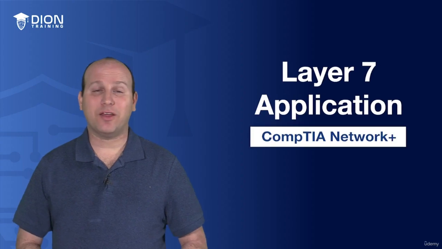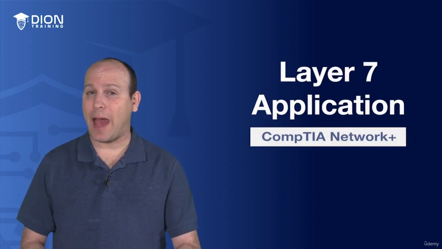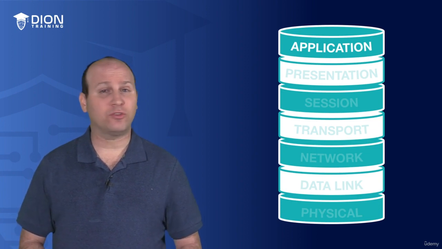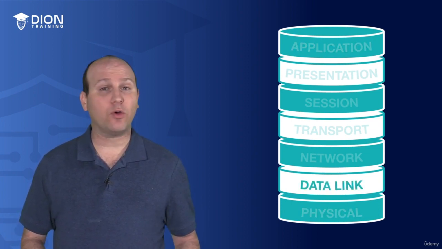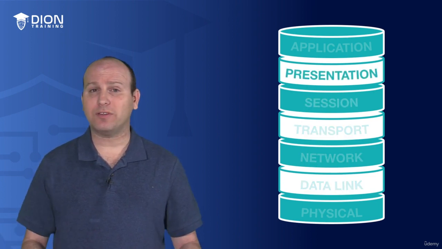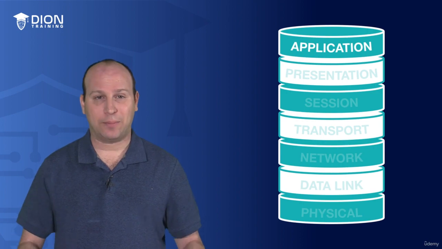We finally made it. We've gotten to layer 7, the application layer. We've gone through 7 different layers of the OSI model, starting all the way down with physical, then going up to data link, network, transport, session, presentation, and now we're here at application.